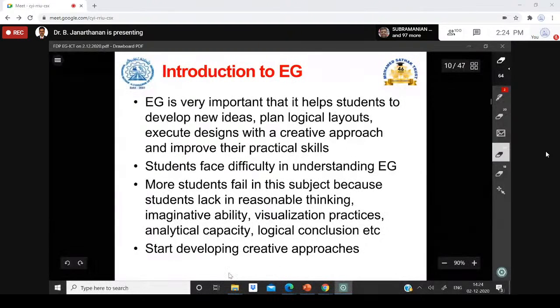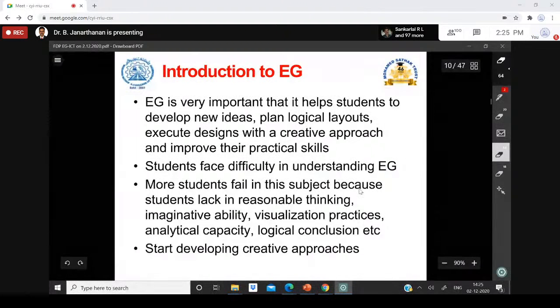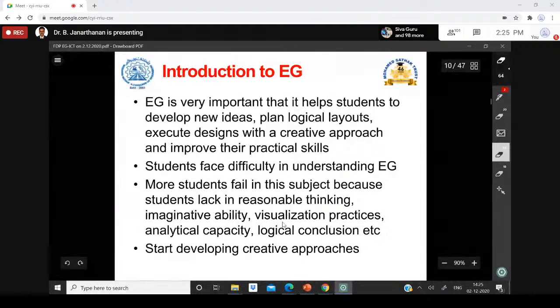So students face difficulty in understanding this EG. This is because many students lack reasonable thinking, imaginative ability, visualization practice, analytical capacity, and logical conclusion. That is why they are not able to understand it and have difficulty getting past it. So we have to develop some creative approaches to kindle their minds, so that they will have this imagination power, and they can visualize the solid when we talk about this.